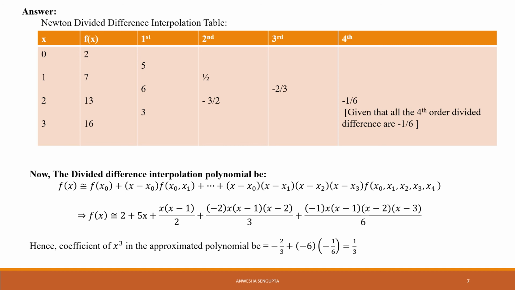Hence, the coefficient of x cube in the approximated polynomial will be minus 2 by 3 plus minus 6 into minus 1 by 6. So the result will be 1 by 3. Hence, option A is the correct option.